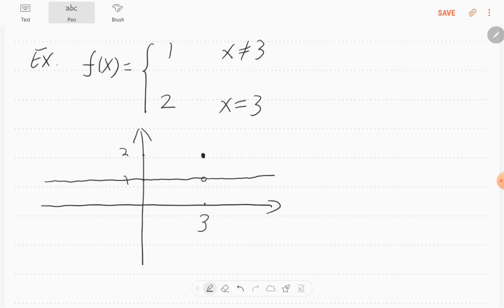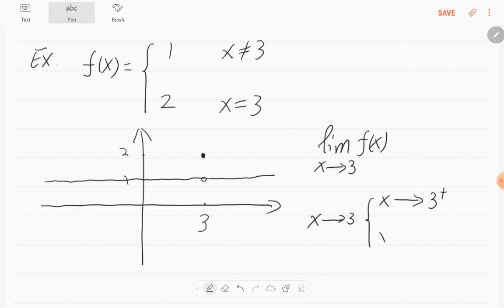So this is the graph for this function f. So we want to look at the limit of this function f of x when x approaches 3. So now we know that when x approaches 3, that means two things. x approaches 3 from the right side of 3, and x approaches 3 from the left side of 3. It's 3 minus. So that means x is less than 3.